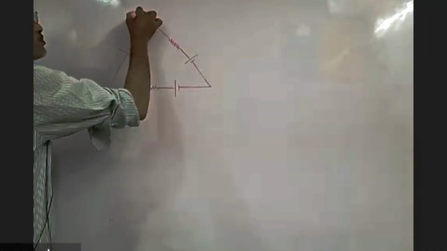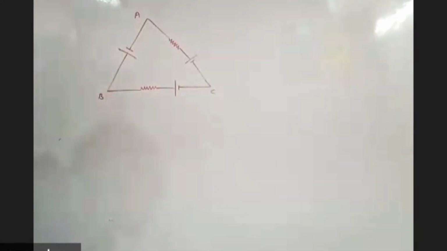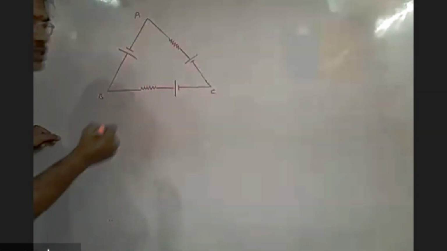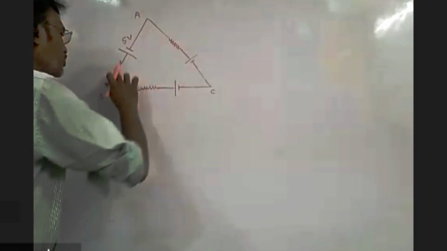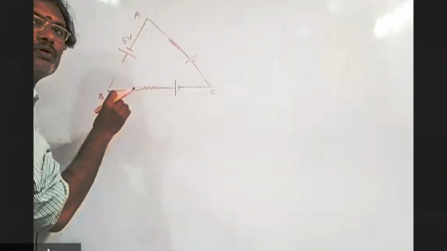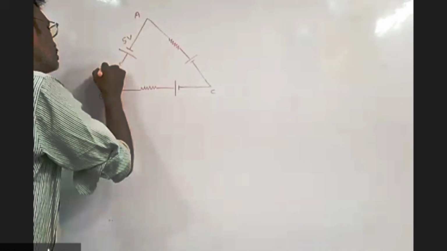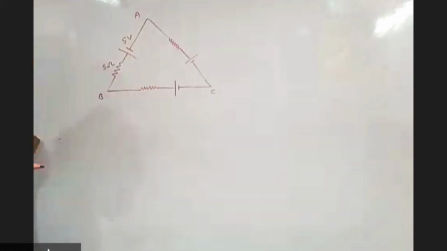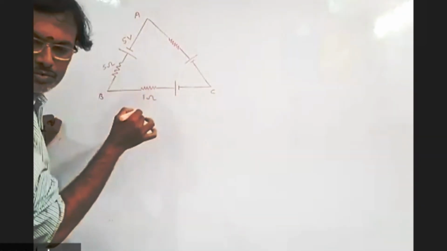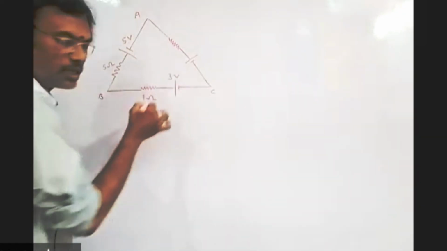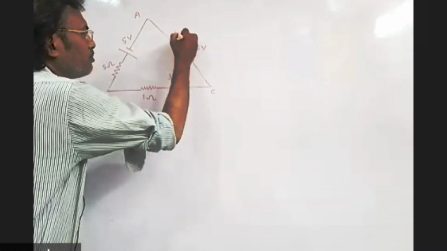This is A, B, and C. Now here this is the 5 volt given in the problem, and this is the 5 ohm, 5 ohm, 1 ohm. This is the 3 volt. Draw the circuit. And 6 volt, and again 3 ohm.